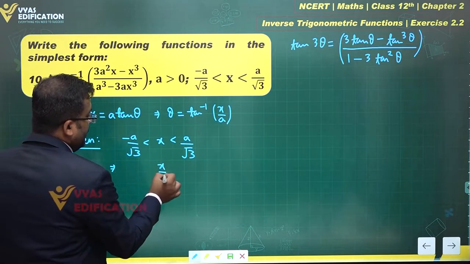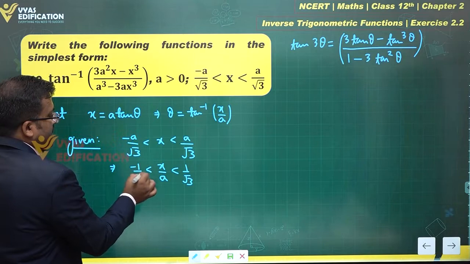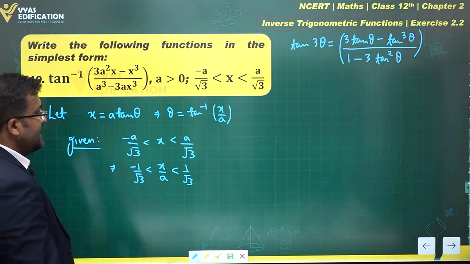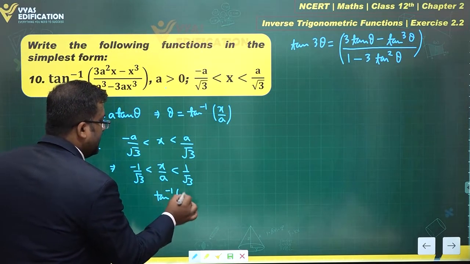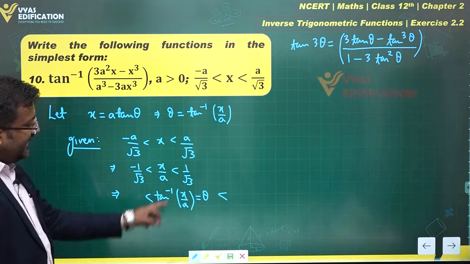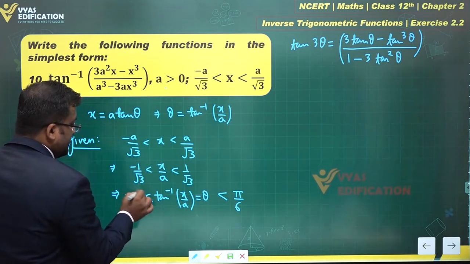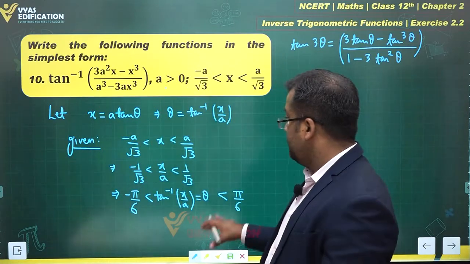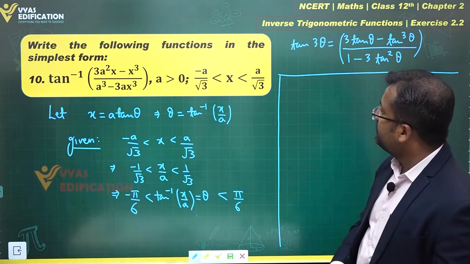This will give me x upon a. Let's divide with a. A is positive, so sign of inequality will not be affected. X upon a, now take the tan inverse. X upon a, which is actually theta, is less than tan inverse of 1 by root 3. What is that? This is pi by 6 and this is minus pi by 6, right? Those are the values. So these are the values of theta. Now I can focus on further solution.